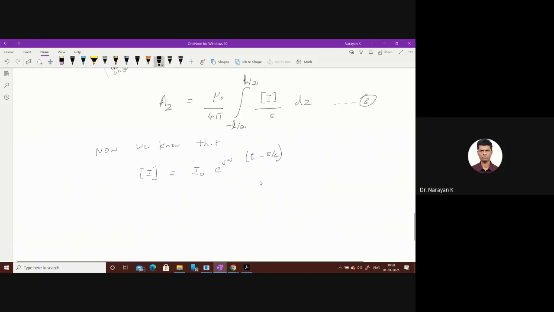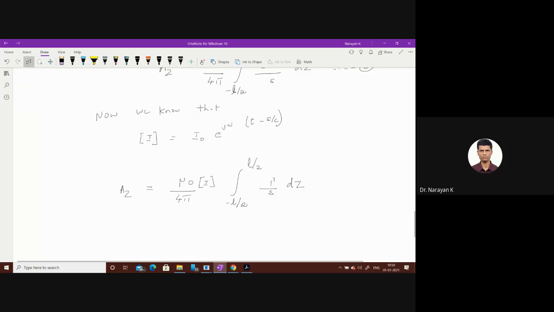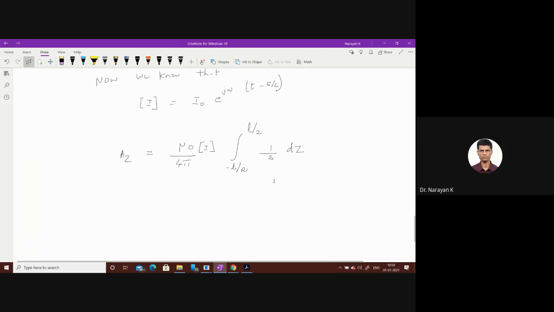Fine. So now if you integrate your equation number 3, what you will end up getting is your vector magnetic potential Az will be nothing but mu naught by 4 pi. Retarded current I will take it outside. Integration of minus L by 2 to L by 2, 1 minus of S dz. Agreed? Yes or no? Yes, sir.